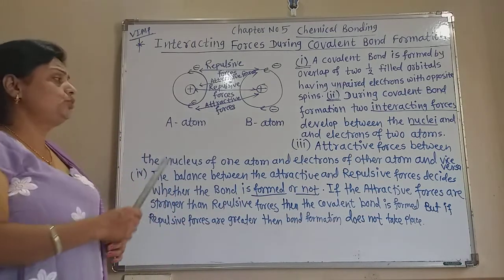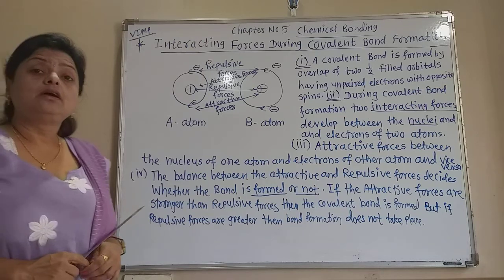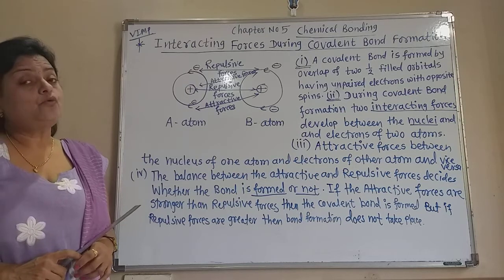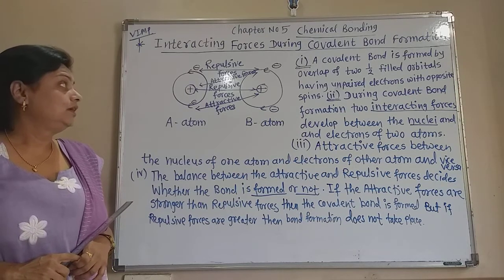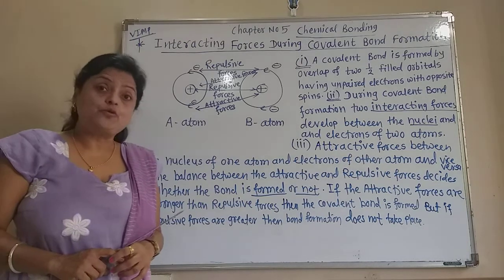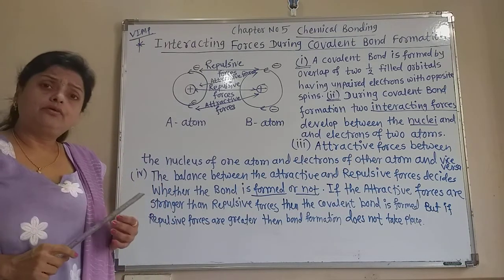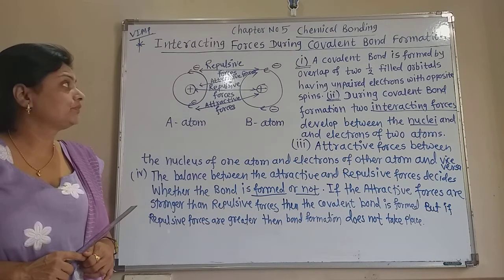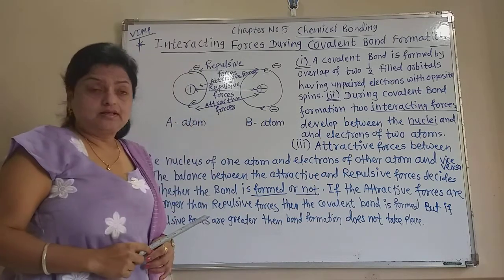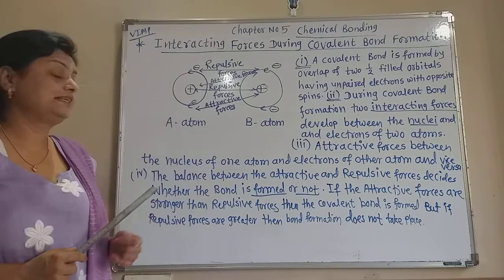Now when these two atoms approach each other for overlapping their orbitals, two types of interacting forces are working at the same time. Which are those interacting forces? One is the attractive forces and the other is the repulsive forces. Where are these repulsive forces working? We know that between two electrons there are repulsive forces because they have similar charges. So there is repulsion.